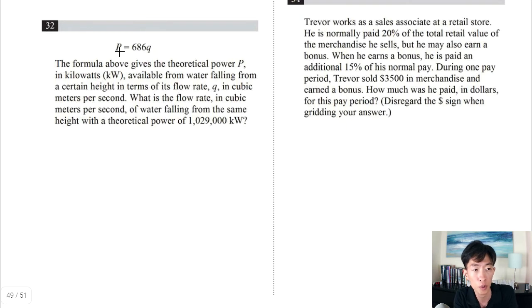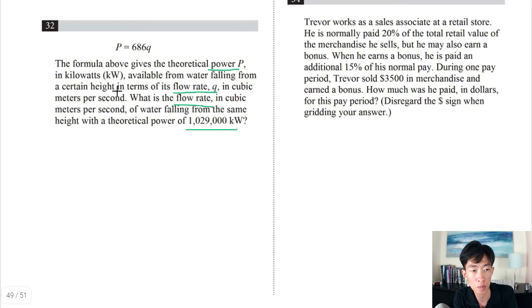Question 32. We have a formula. It says the formula gives the theoretical power P in kilowatts available from water flowing from a certain height in terms of its flow rate Q in cubic meters per second. What is the flow rate in cubic meters per second of water flowing from the same height with a theoretical power of all of that?